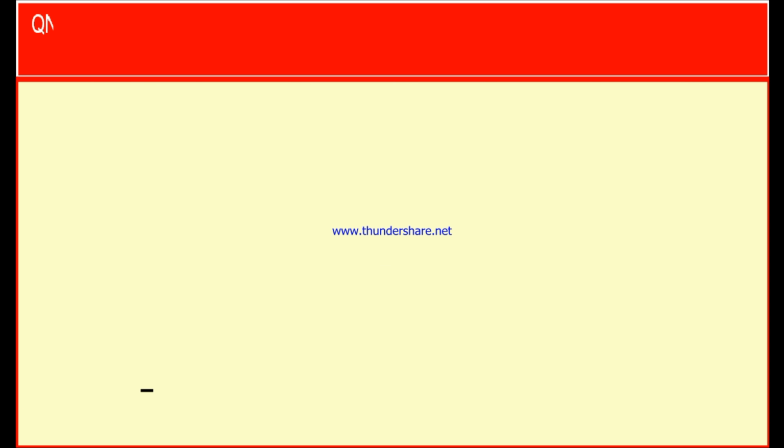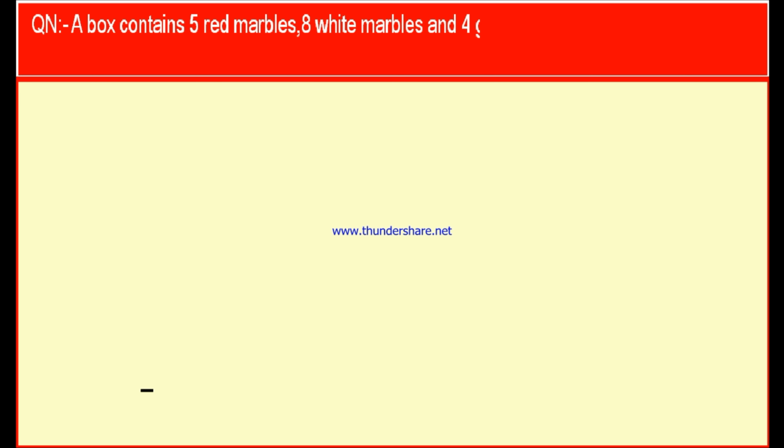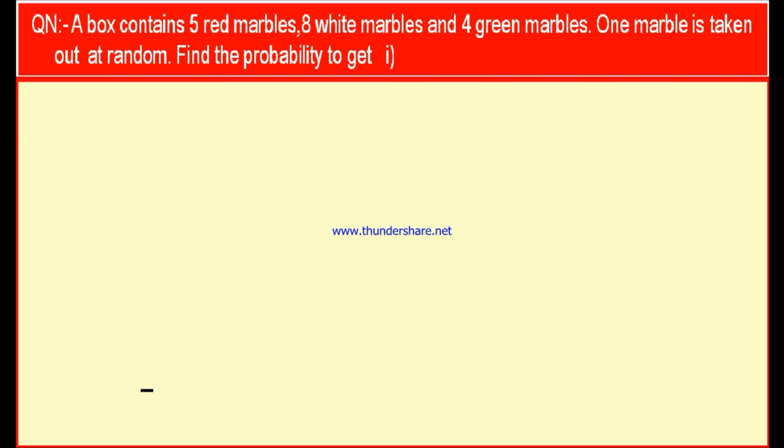Here is the first question. A box contains 5 red marbles, 8 white marbles and 4 green marbles. One marble is taken out at random. Find the probability to get a red marble, to get a white marble and not to get a green marble.